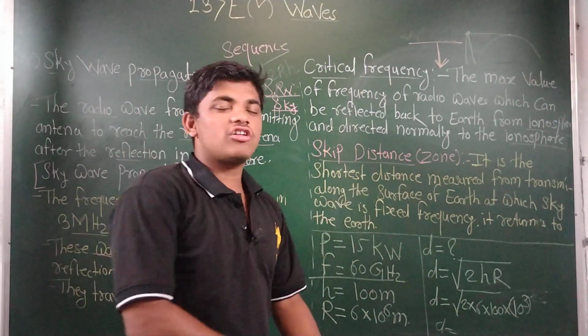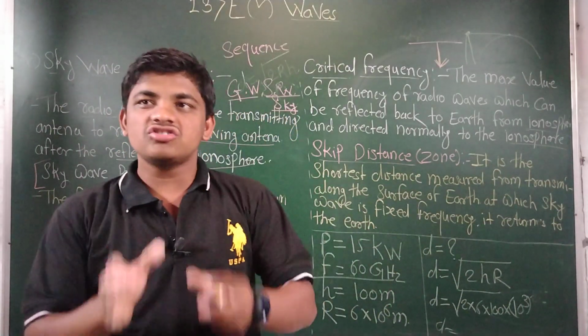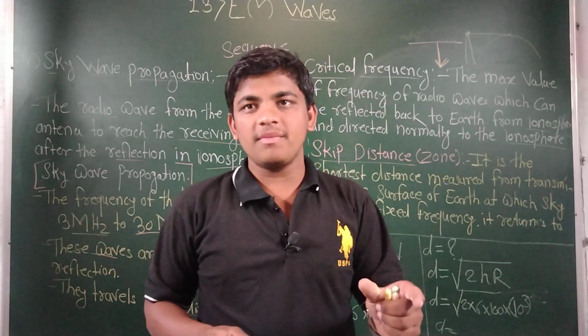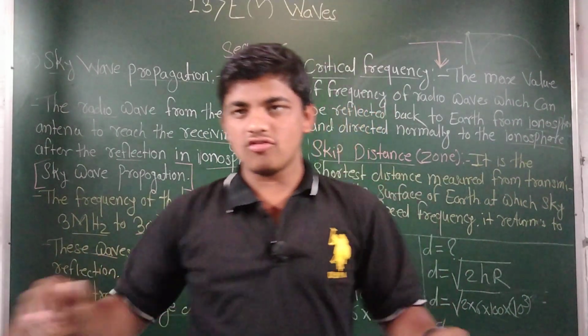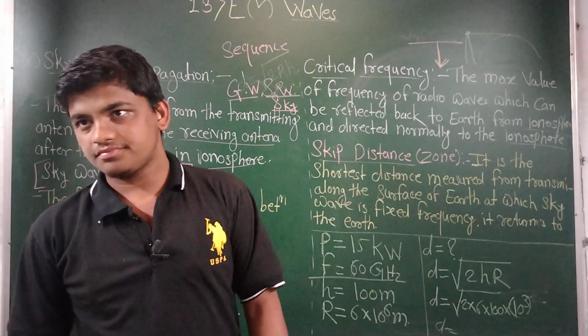Then skip distance or zone: it is the shortest distance from the transmitter, measured along the surface of the earth.